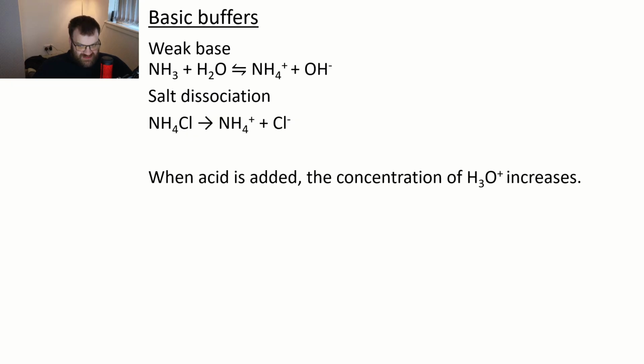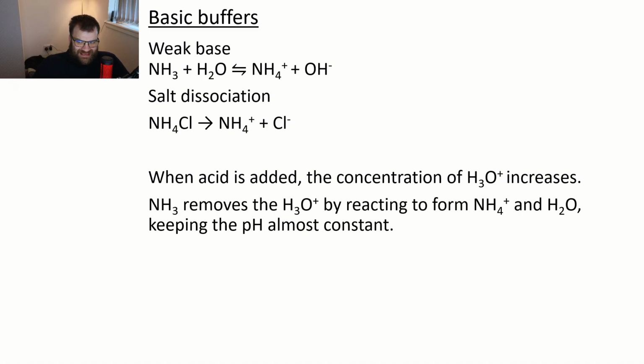When you add an acid, you're adding more H3O positive. In this situation, the weak base would react in a neutralization reaction with the hydronium ions. That's going to form ammonium and water. That's going to then keep the pH almost constant, stopping the pH from decreasing as it would have.